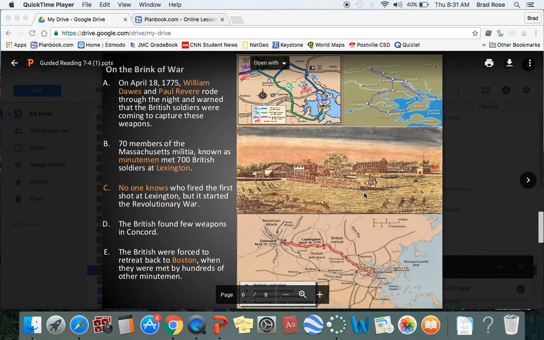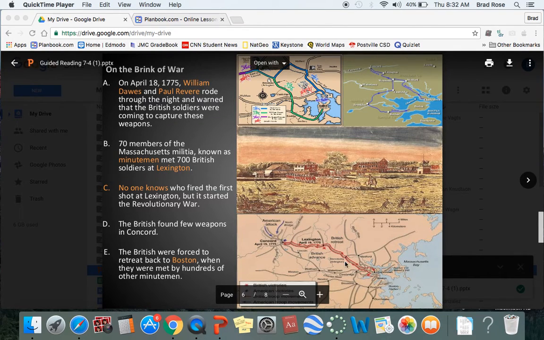The British soldiers were telling the militiamen to disperse, to leave, and out of nowhere, someone fires their weapon. Again, we don't know for sure. The accounts kind of vary, but that shot marked the beginning of the Revolutionary War. The colonists were now fighting against the British Army.